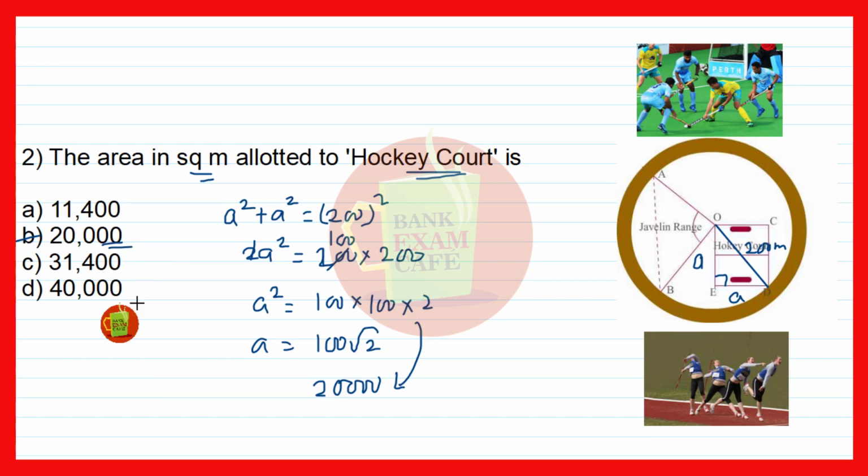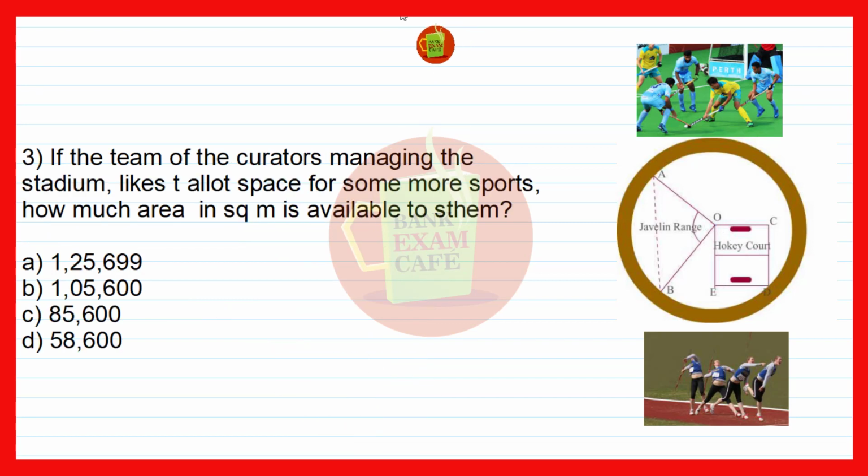So area is equal to side square. We have already got that area, that is side square, is equal to 100 into 100 into 2. If you take the product, we get 20,000 square meter. So the area of the hockey court is 20,000 square meter. Now let us move to the next question.